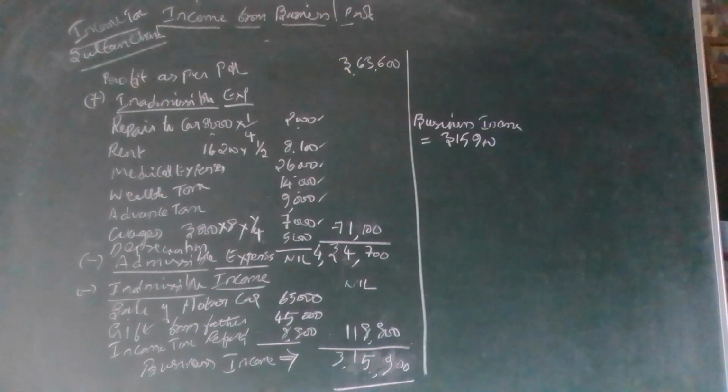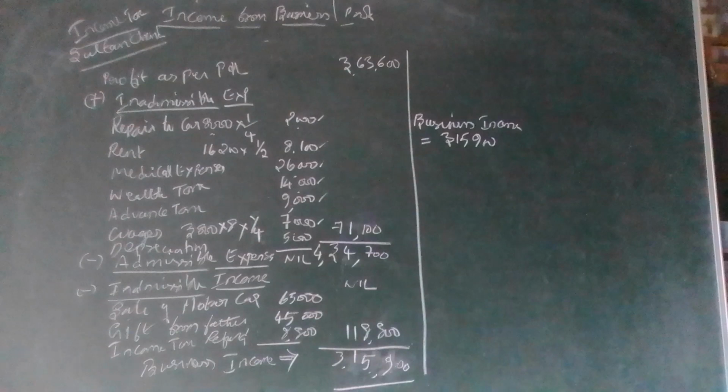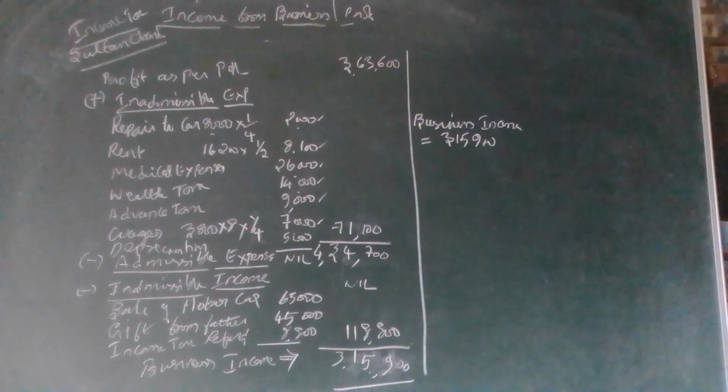Then repairs to motor car, 8,000 rupees. Why is it inadmissible? Because the motor car is used 3/4 for business and 1/4 for personal purposes. So for all the expenses related to the motor car, 1/4 is inadmissible. As per the statement given in the question, we are taking 2,000 rupees as inadmissible, 1/4.